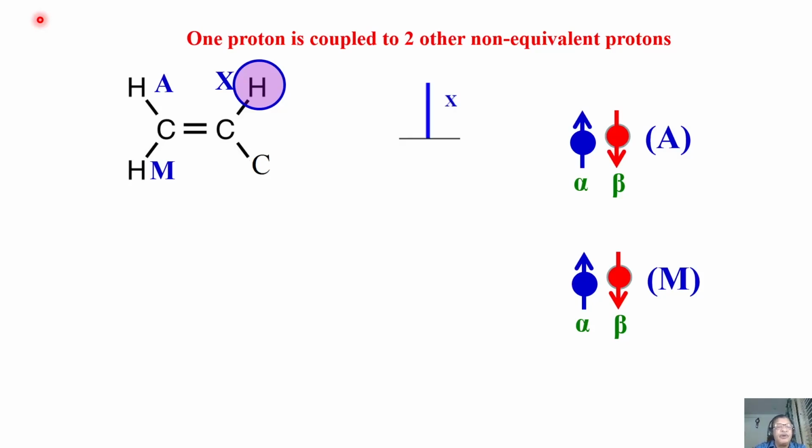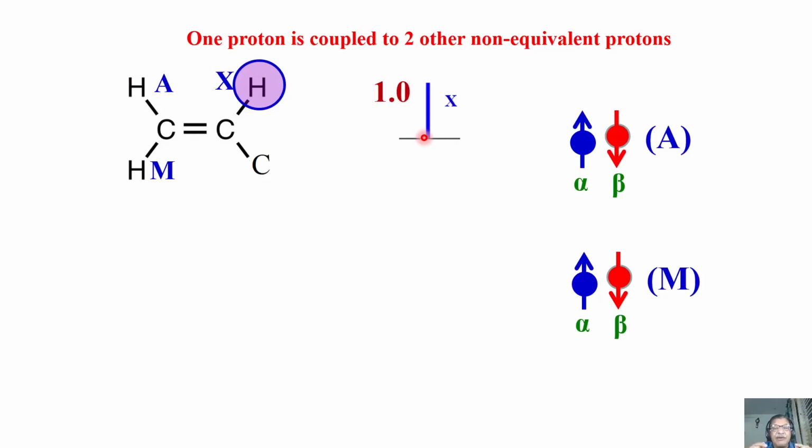Now, assuming there is no coupling with proton A and no coupling with proton M, X will be a singlet. Correct? Like we understood in the single spin situation, CHCl3 we saw, right? When only one spin is there and no other coupling, we get a single peak. It is an isolated spin system. When the couplings are 0 with X, we get a single peak. Fantastic. And call this intensity 1, 100%. Full intensity is there.